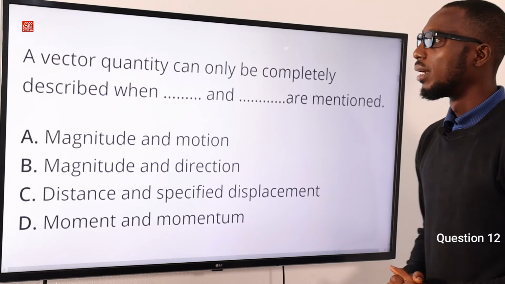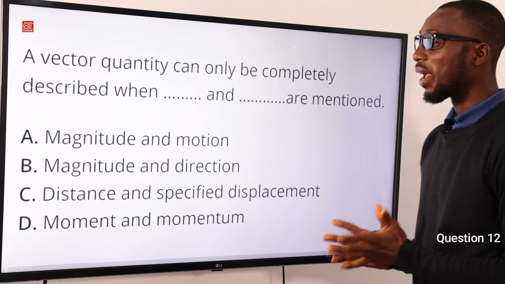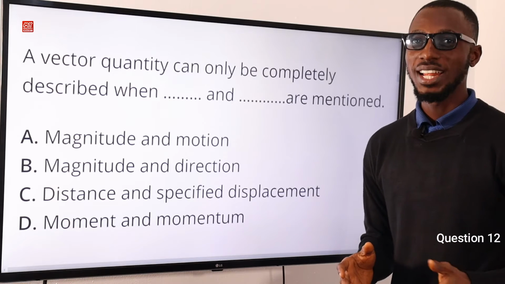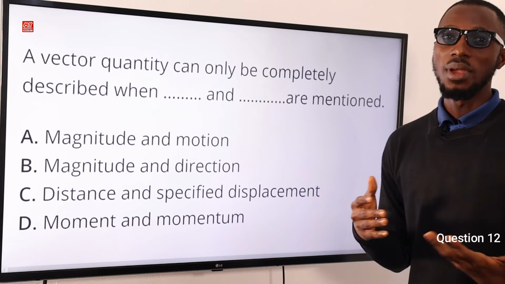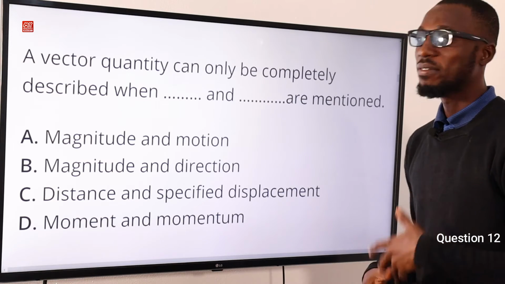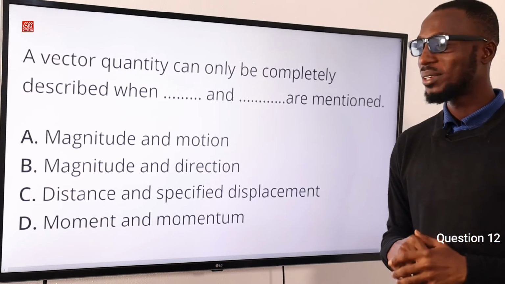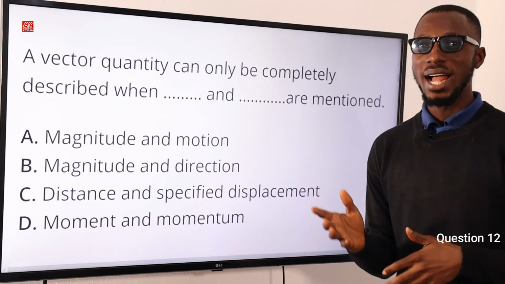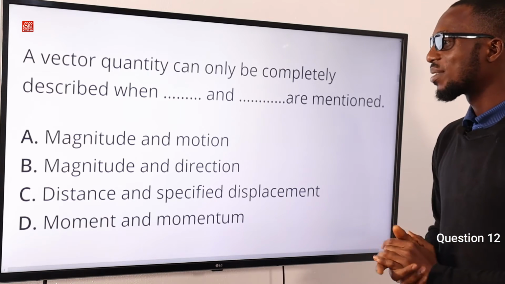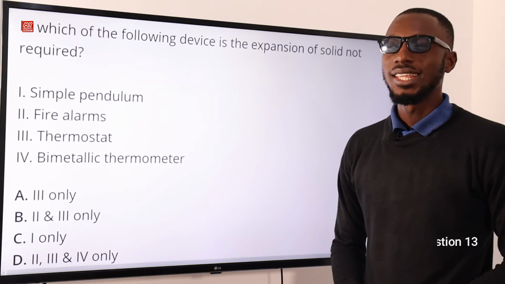Question 12. A vector quantity can only be completely described when magnitude and direction are mentioned. Okay, that's for vector quantities. We have displacement, weight, force, and the likes. While for scalar quantities, we are only talking about their magnitude. There are no directions attached to them: your length, your mass, your time, and what have you. So the correct option here is option B, magnitude and direction.